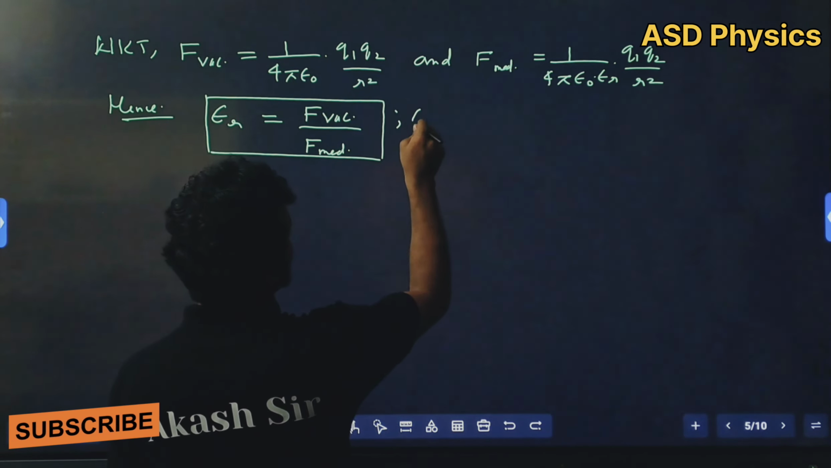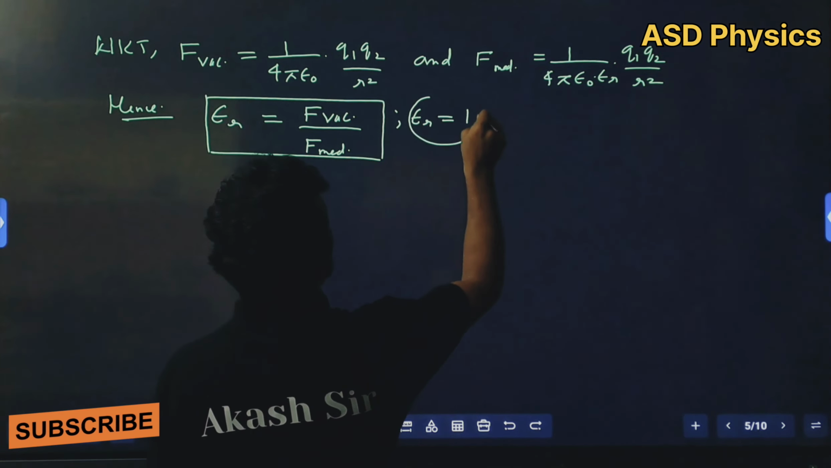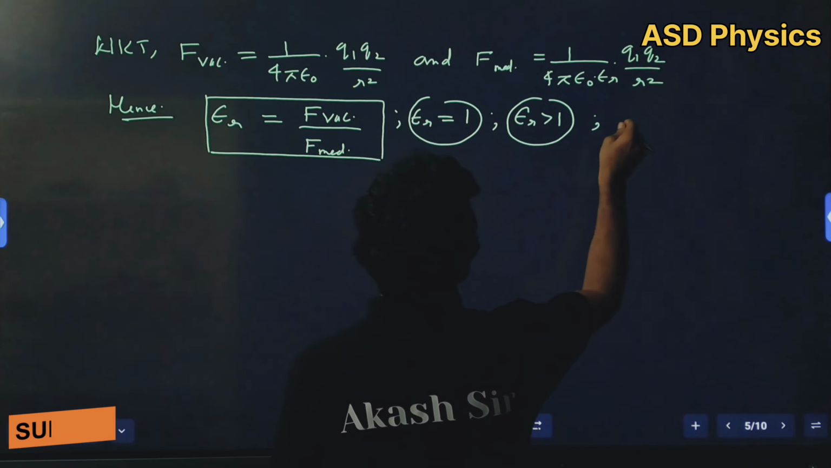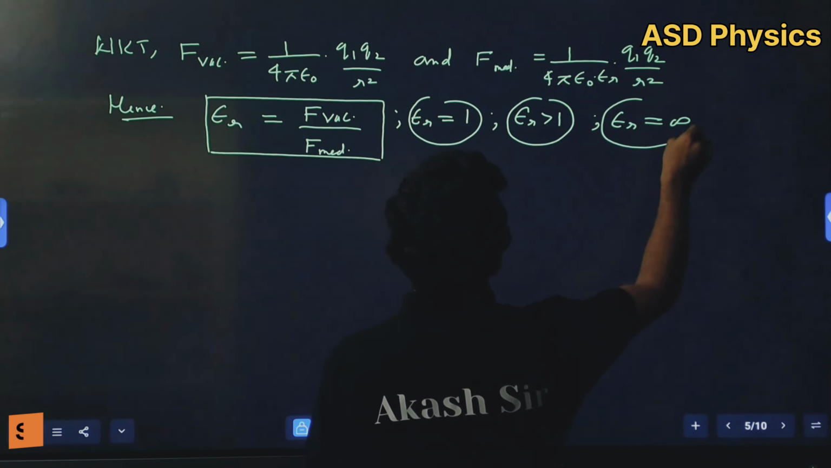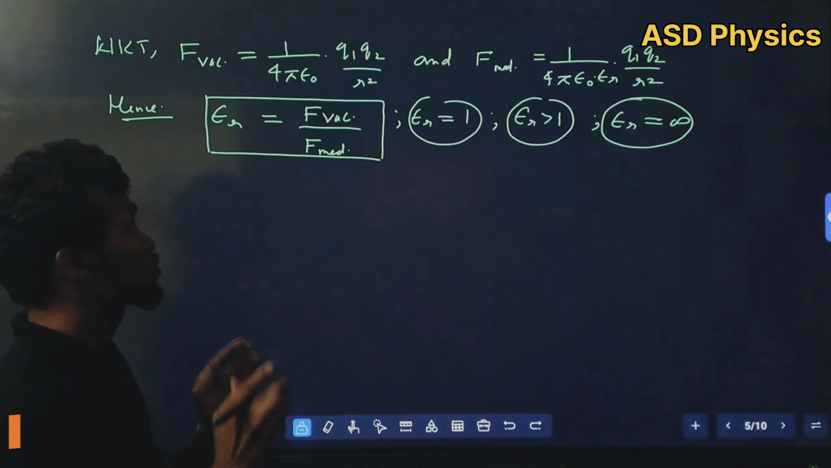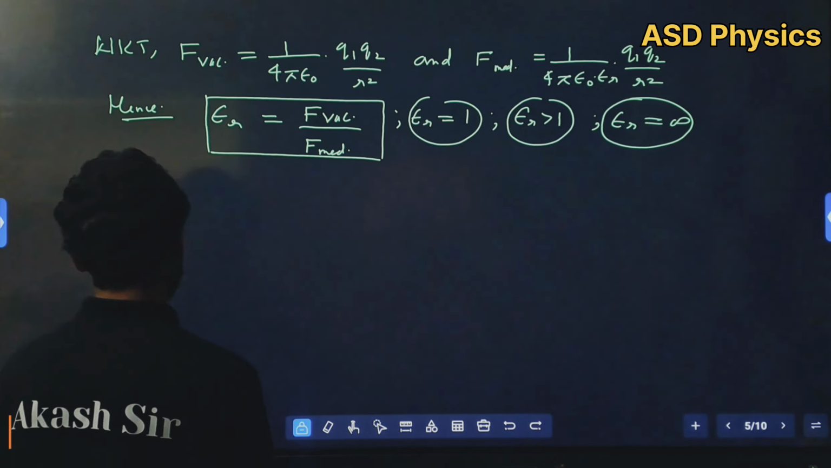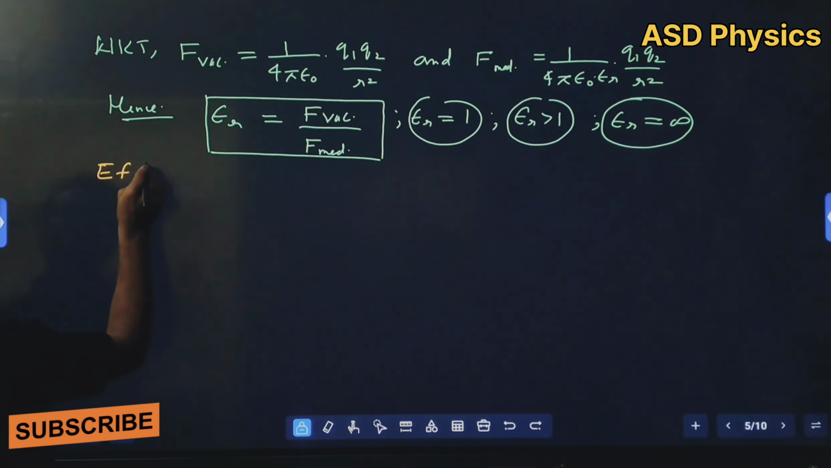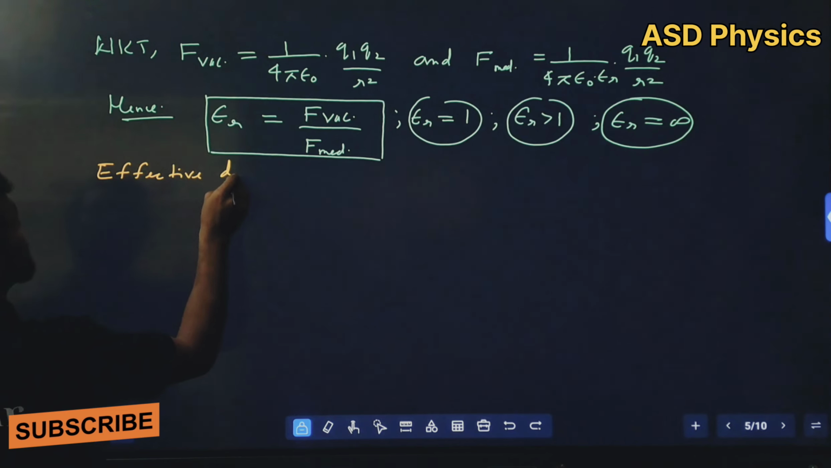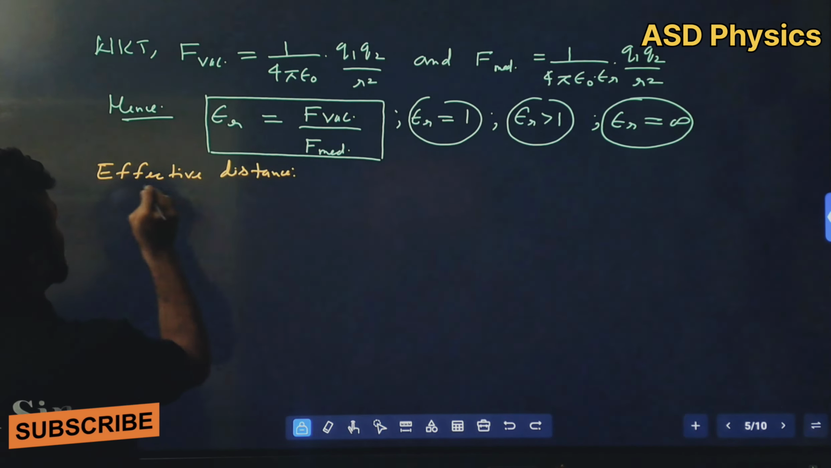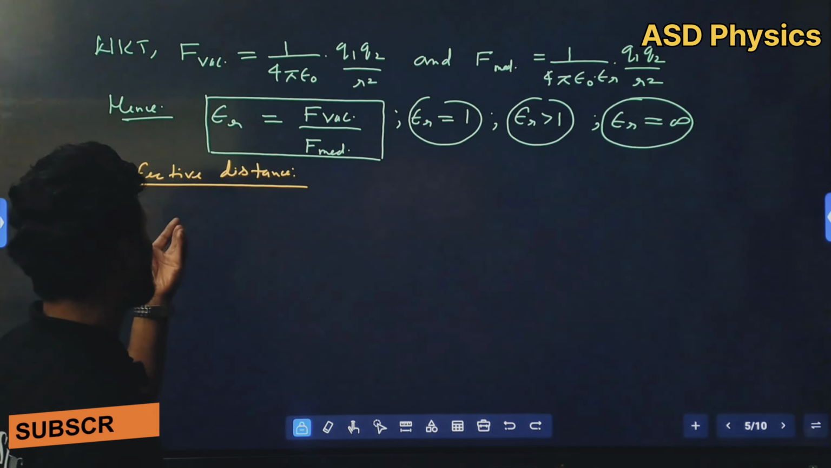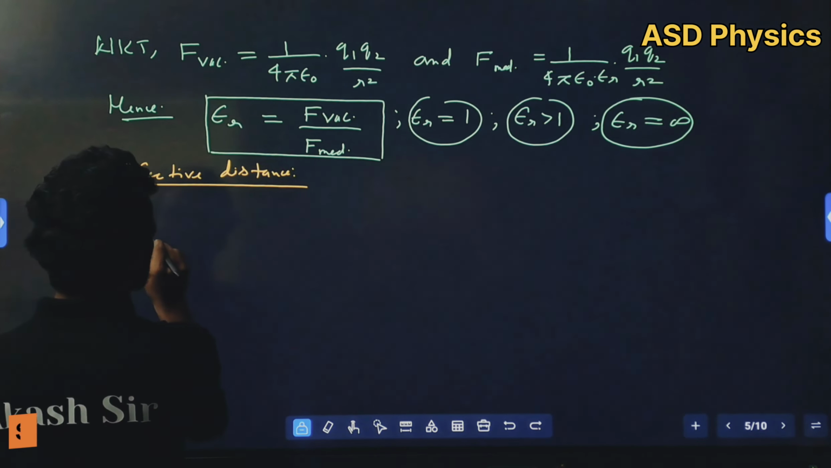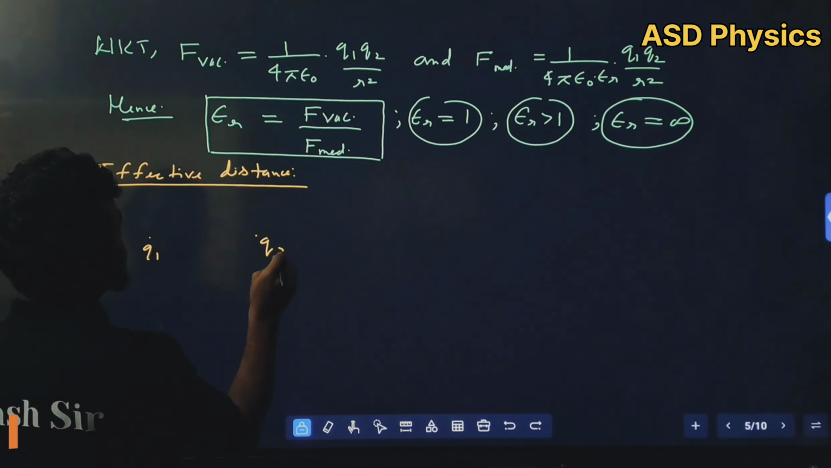And please remember that this epsilon r value for vacuum is 1, for any other dielectric medium it is greater than 1, and for conductors this value is infinite. So all these things you should remember, okay students? After that, let me talk about one more concept: effective distance. This concept is needed to understand the next force. Effective distance means, whenever the charges are placed in a medium, let's take for example this Q1 and this Q2, the charges are placed where?